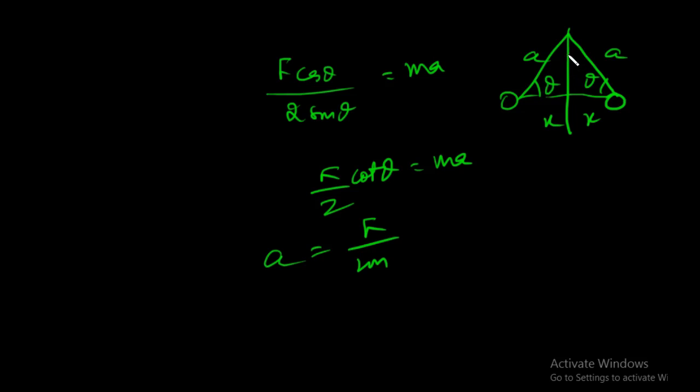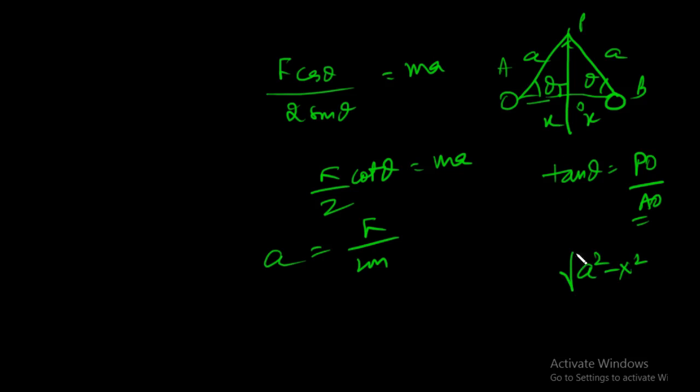Now what is cot theta? You see, tan theta would be equal to PO divided by AO, because this perpendicular, tan theta is perpendicular by base. So what is PO over here? Using Pythagoras theorem, we can say PA square would be equal to PO square plus AO square. So PO would be equal to root under a square minus x square. You must know this, okay? If you don't know this, then it is very difficult. And AO is x, right?